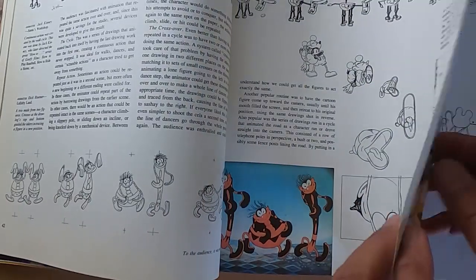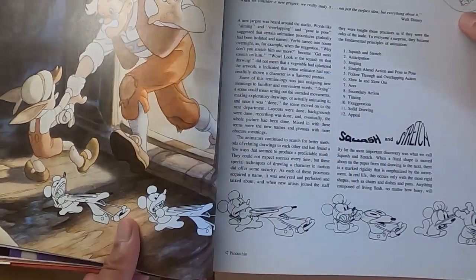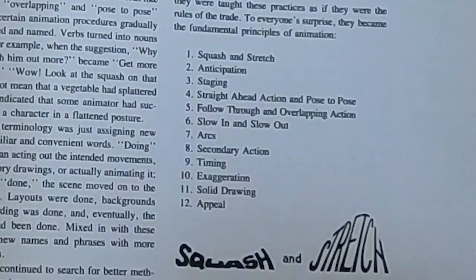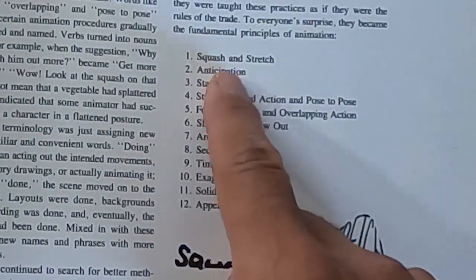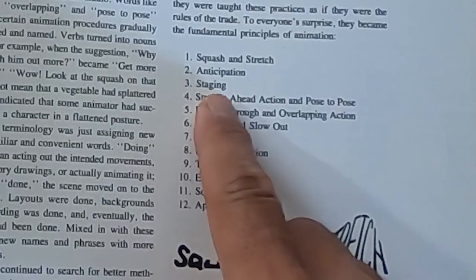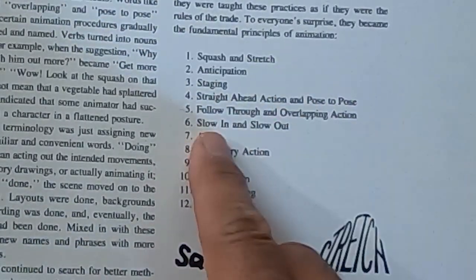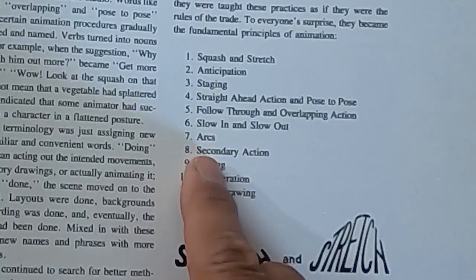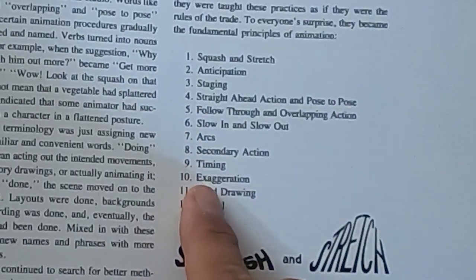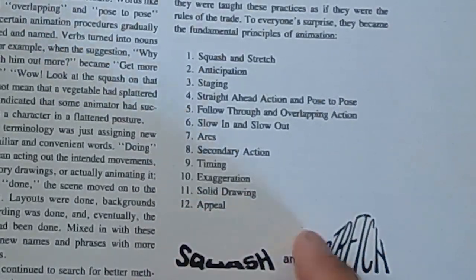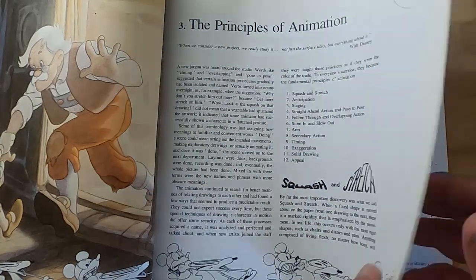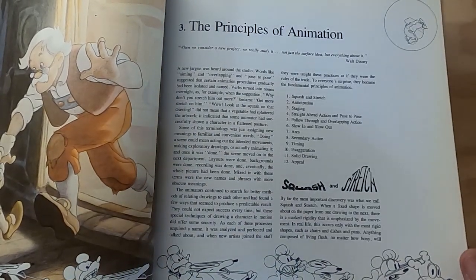So they go through all these different types of actions, and then they get on to the 12 principles of animation: squash and stretch, anticipation, staging, straight ahead action, pose to pose, follow through, overlapping, slow in, slow out, arcs, secondary action, timing, exaggeration, solid drawing, and appeal. And then they show you exactly what all of them mean.